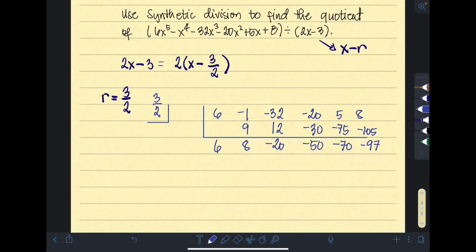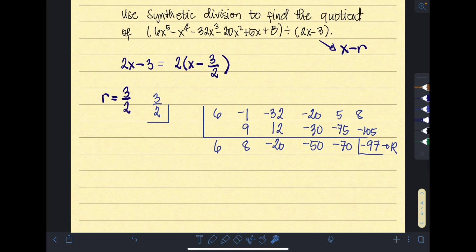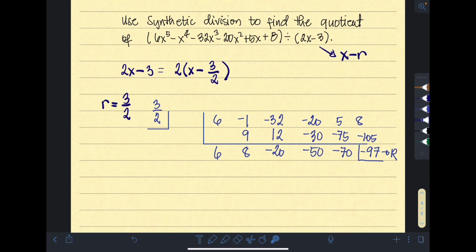So let us put a mark on this last entry in the row. You have negative 97 because this is our remainder. Okay, so the coefficients in the third row are 6, 8, negative 20, negative 50, and negative 70, and our remainder is negative 97. So what are we going to do with those coefficients? Of course, we're first going to consider the degree of the given, x raised to 5. So it should be 1 degree less than the given since we divided by x.